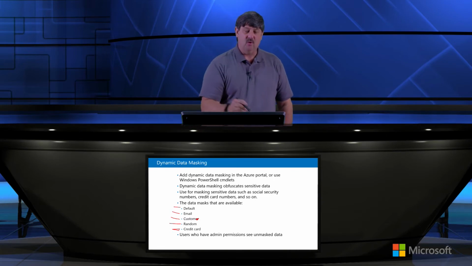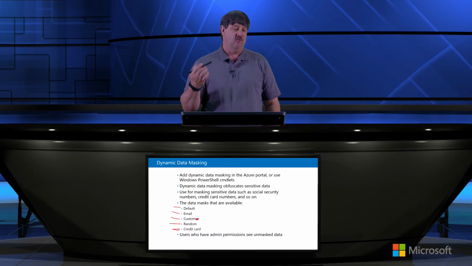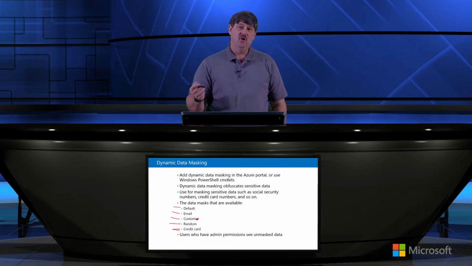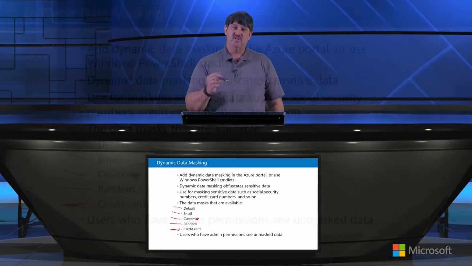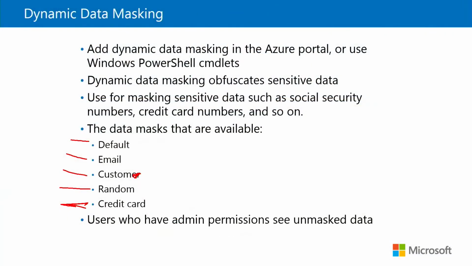We can do a random. The random depends on a range, so we define a range of numbers that it will use to show the data in. And with the credit card, it just shows the last 4 digits of the credit card. So what this lets us do is hide information from visibility.